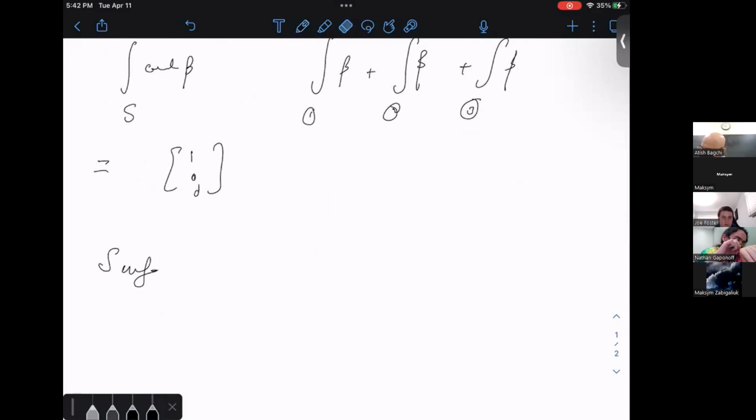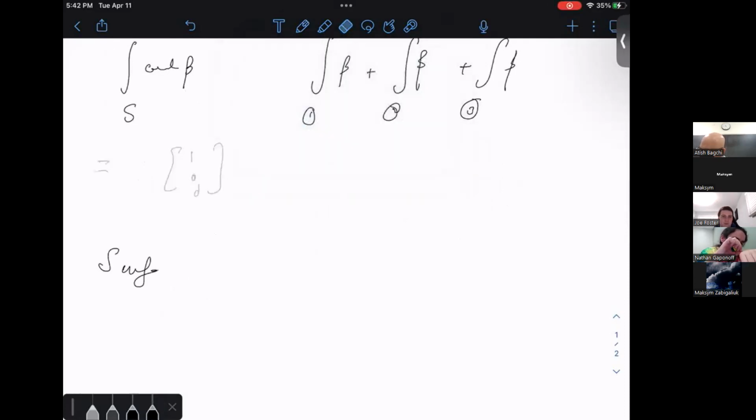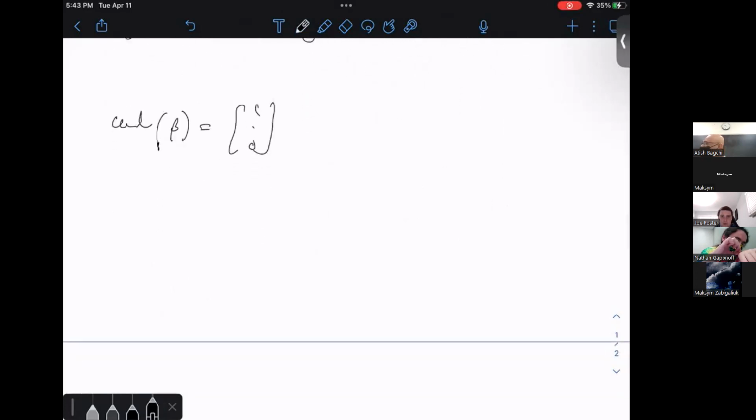And that curl of beta, sorry, just a moment, composed with sigma. It just turns out as 1, 0, 0. Let me write this down. Curl of beta is equal to 1, 0, 0. Okay, and surface integral. No, this is not what we need to do. Surface integral should be of, yes, surface integral.